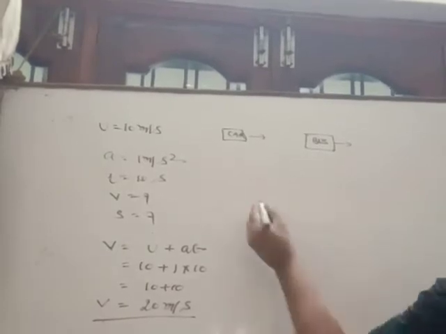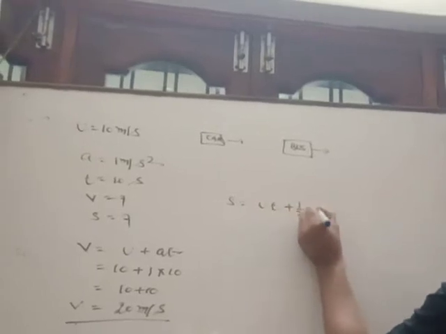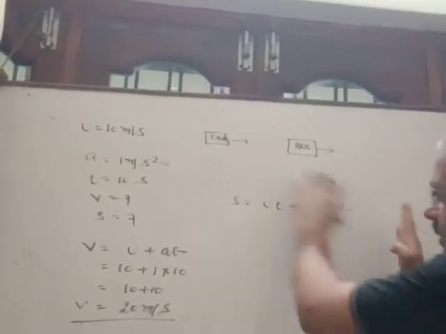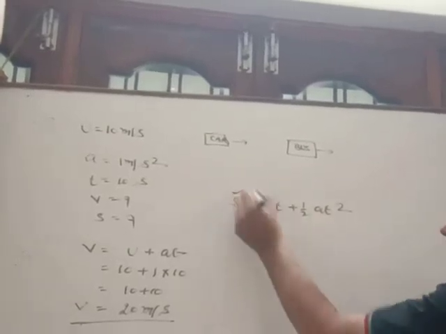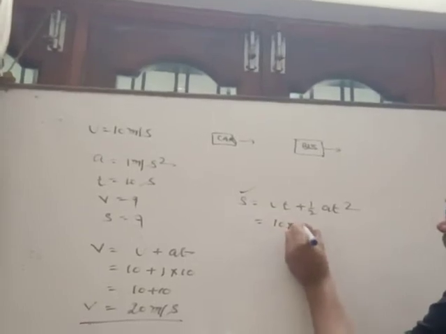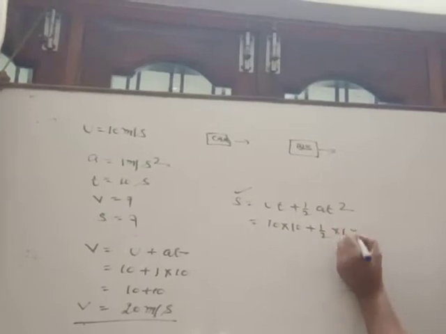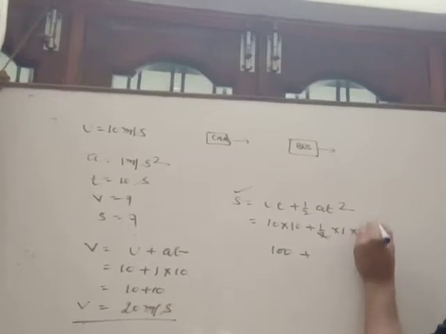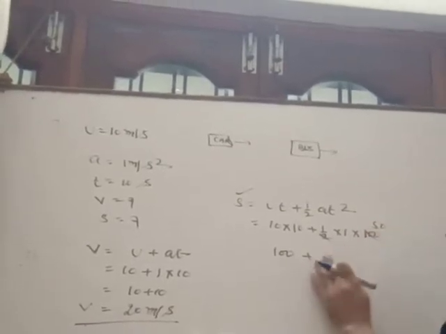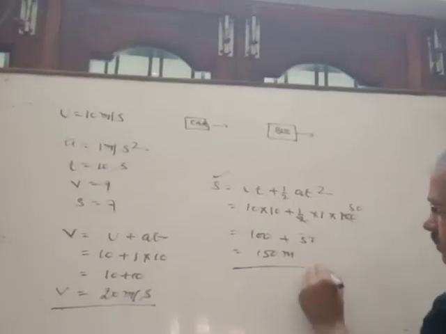And what is the distance traveled? Use second equation of motion. s is equal to ut plus half at square. See here in this equation, u is known, t is known. So we can use the second equation because the question is what is the distance traveled. u 10, t 10, plus half acceleration 1 and time t 10, that is 100. It is 100 plus 50. It is equal to 150 meter. The unit of distance is meter.